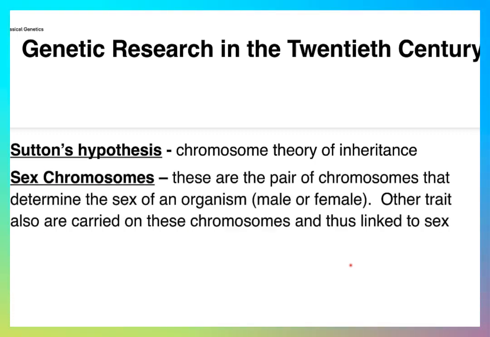And then, as it turns out, one of the 23 chromosomes in humans is separated off and called the sex chromosomes. And what that means is that it determines the sex of the organism, either male or female. Anything carried on that same chromosome is also called sex-linked because it travels with the sex of the organism.